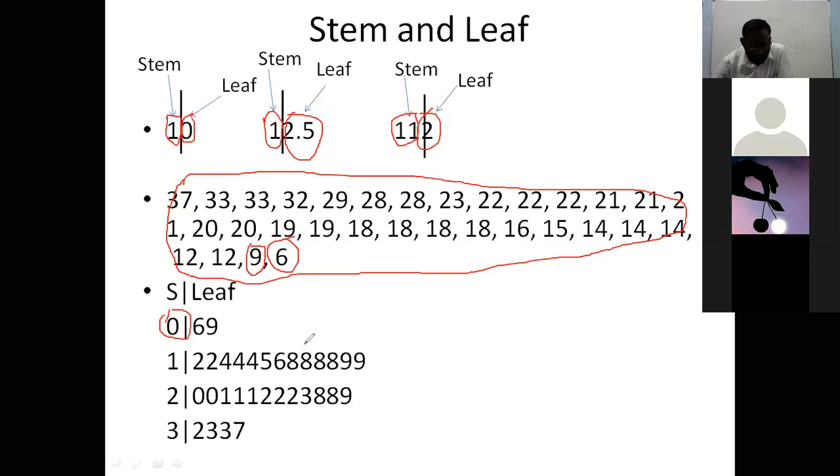Somebody's phone is working. Mute it, mute it. Right?